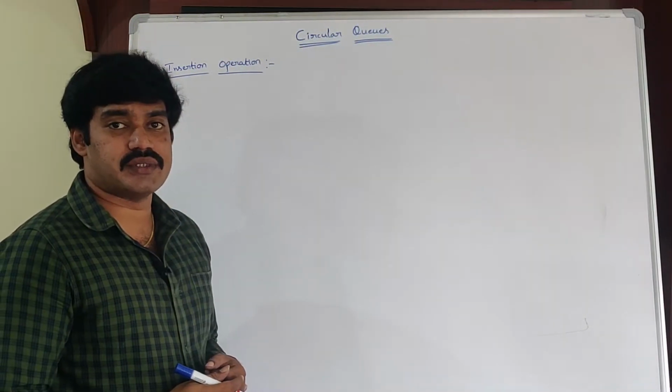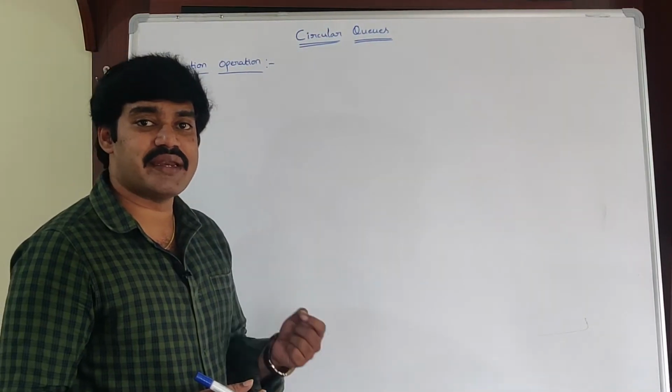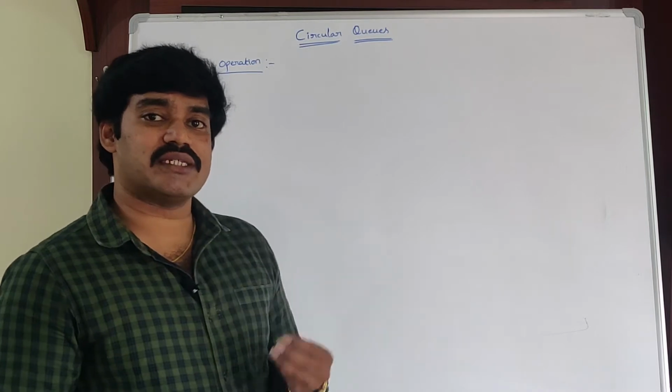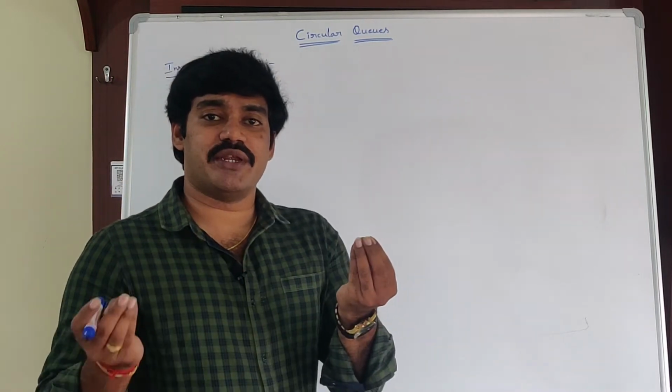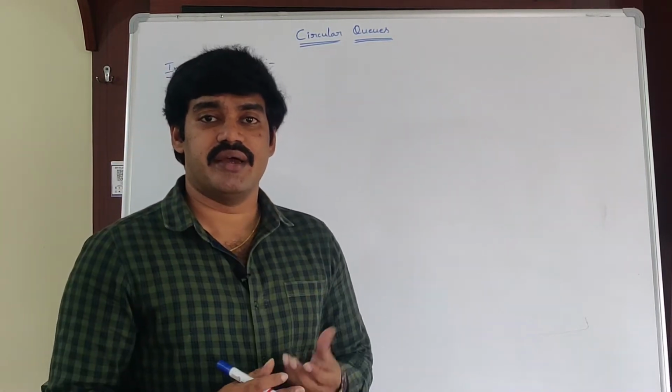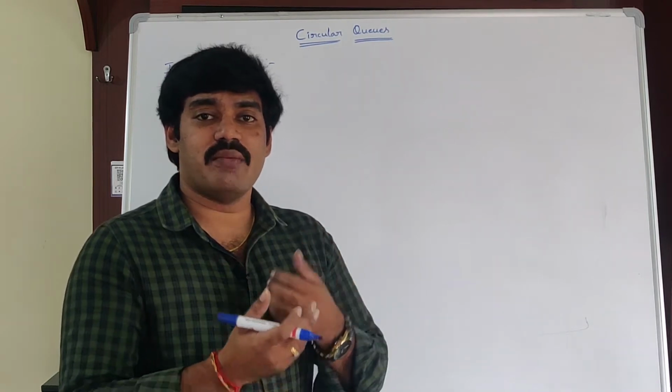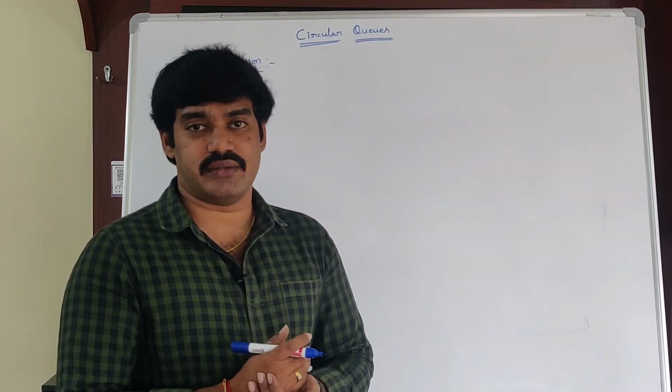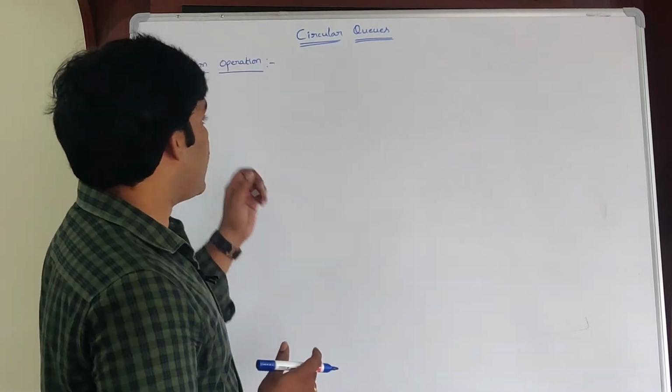The operations of circular queues are insertion as well as deletion. What is meant by an insertion operation? Inserting an element into the circular queue data structure. Deletion means removing an element from the circular queue data structure. So the first one is the insertion operation.